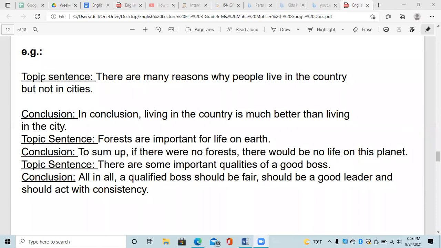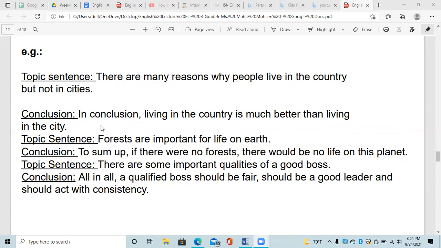For example, topic sentence: there are many reasons why people live in the country but not in cities. Conclusion: in conclusion, living in the country is much better than in the city. Topic sentence: forests are important for life on Earth. Conclusion: to sum up, if there were no forests, there would be no life on this planet. Topic sentence: there are some important qualities of a good boss. Conclusion: all in all, a qualified boss should be fair, should be a good leader, and should act with consistency.